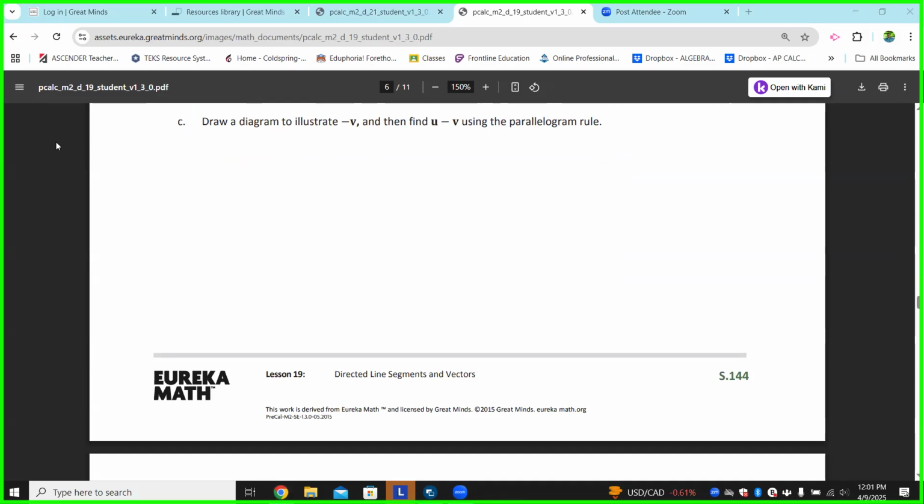All right, this one says to draw a diagram to illustrate the opposite of the vector v, and then find u minus v using the parallelogram. What was v originally? What would the opposite of vector v be? This question's a little different from the other two. It first wants you to illustrate the opposite of V, so I'm going to first graph that. That's going to be left 4, down 3. So there's my opposite of V.